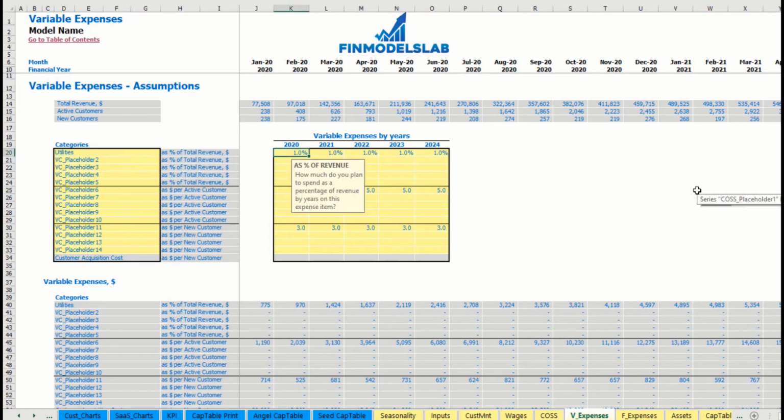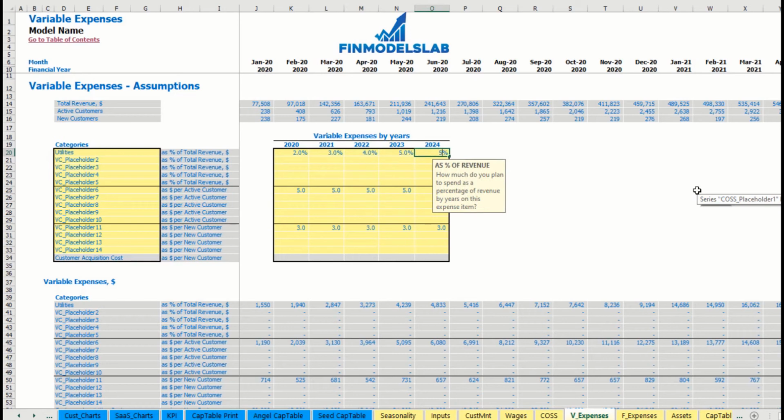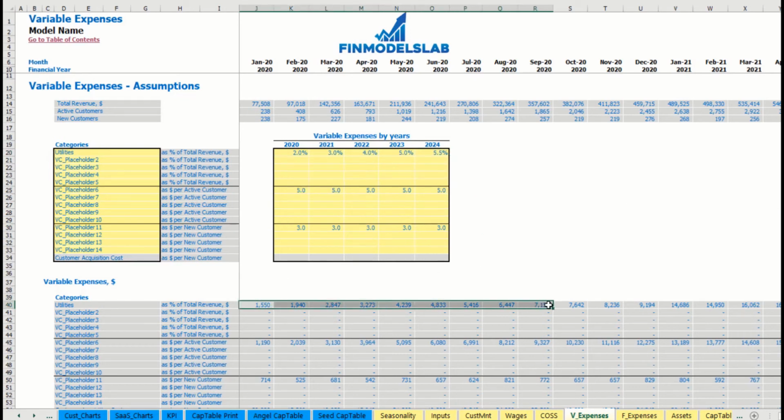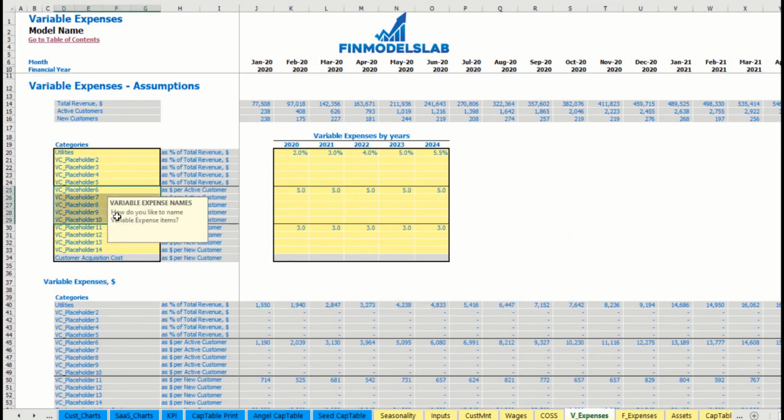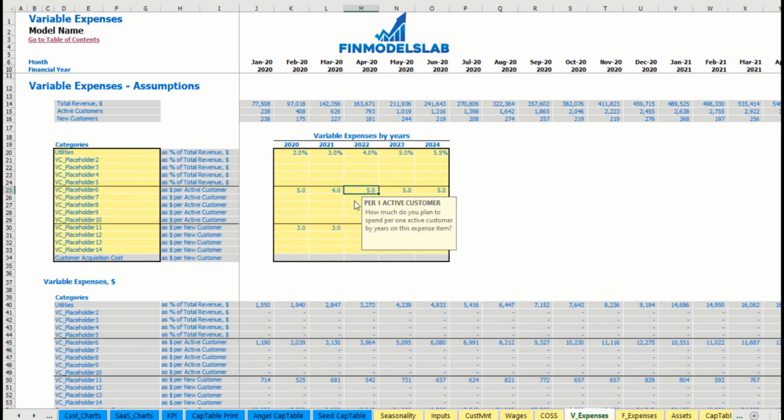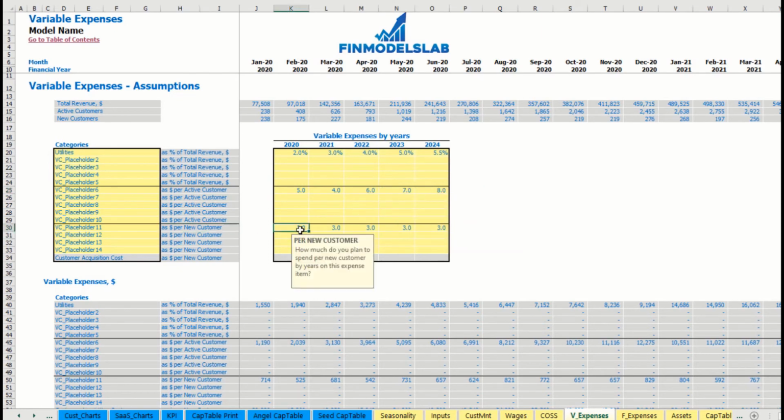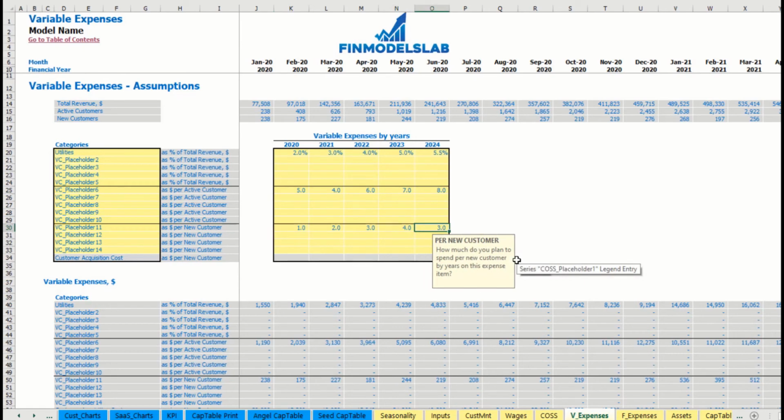You can input a percentage of revenue, 2%, 3, 4, 5, 5.5 by years. Below you may see the calculation of this line item by months, and additionally in the same way you can input your variable expense as a dollar per active customer, 5, 4, 6, 7, 8, and as a dollar per new customer, 1, 2, 3, 4, 5.